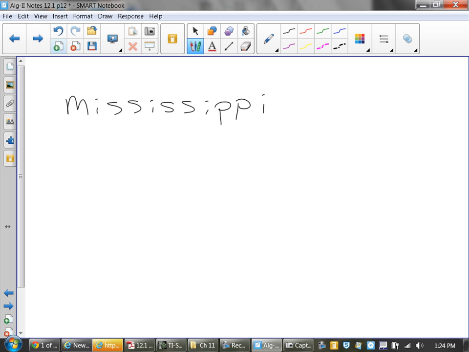How many letters are in the word Mississippi? Please count carefully. 11. There's 4 that are repeated. The I is repeated how many times? 4 times. The O in Ohio was one letter repeated twice.